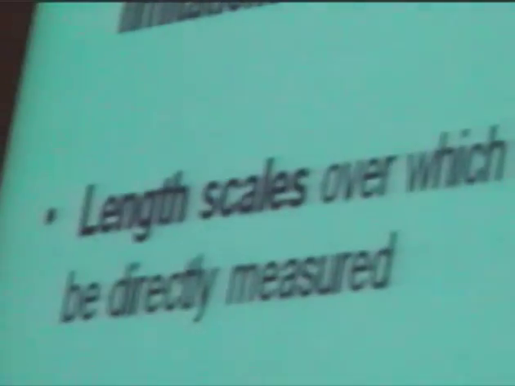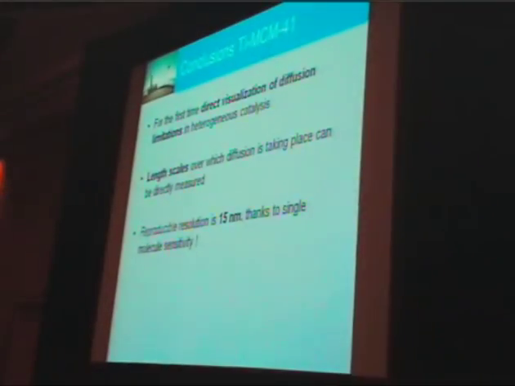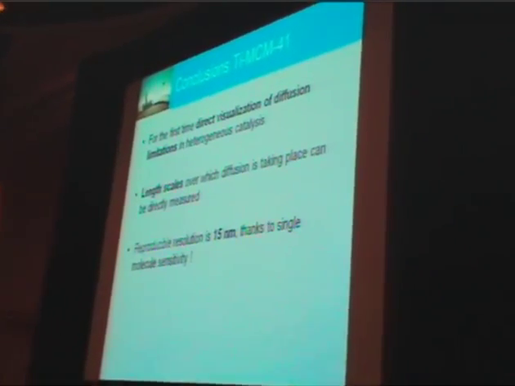So to conclude the second example, we could directly visualize diffusion limitations in heterogeneous catalysis, and we could measure the length scales over which these limitations are taking place. This can be done with a resolution of at least 15 nanometer. We can obtain higher resolutions, but this is what we can get in a reproducible way. And this is thanks to the single molecule sensitivity.